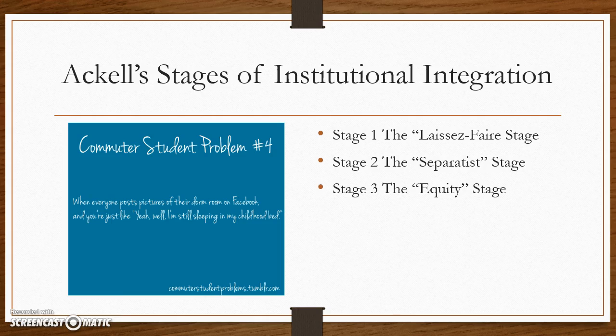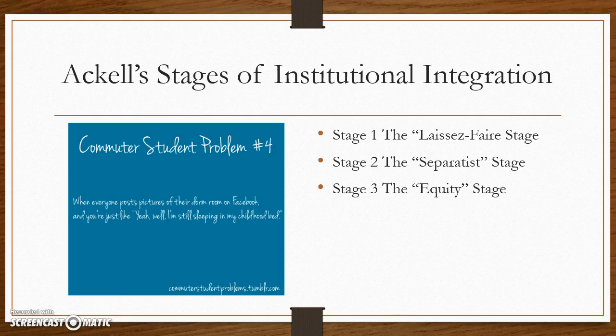And then lastly, we're going to talk about ACEL's stages of institutional integration. And again, here it just talks about that there's 3 different stages that institutions look at when they are regarding commuter and part-time students. There's a laissez-faire stage where institutions simply remove obvious barriers or constraints and permit students to do the best they can within a system that works neither for nor against them. And so it's kind of just a lackadaisical way of doing it.